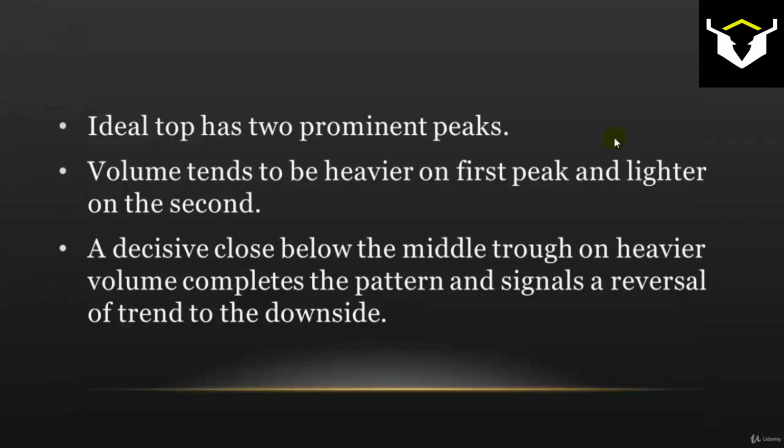An ideal double top has two prominent peaks. Volume tends to be heavier on the first peak and lighter on the second peak. A decisive close below the middle trough on heavier volume completes the pattern and signals a reversal of the trend to the downside.